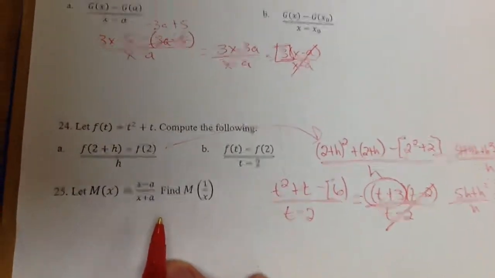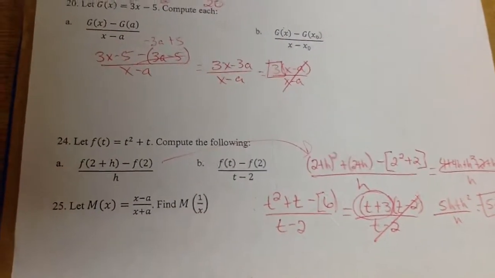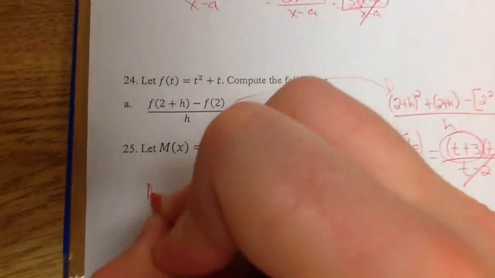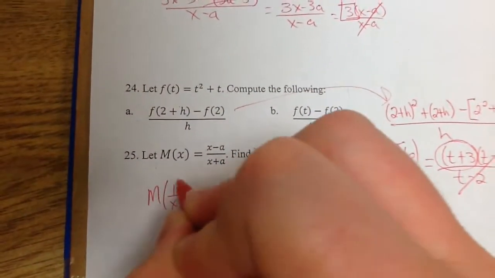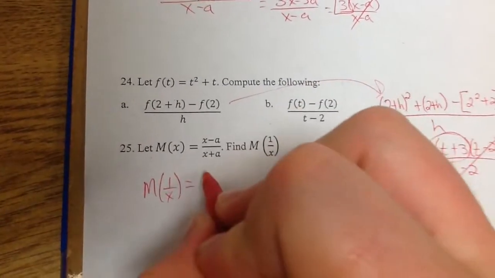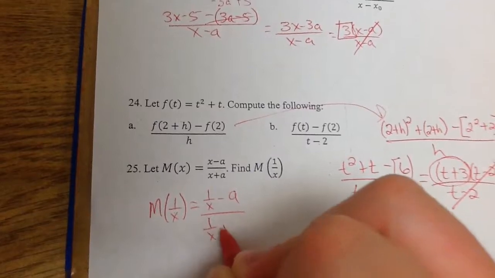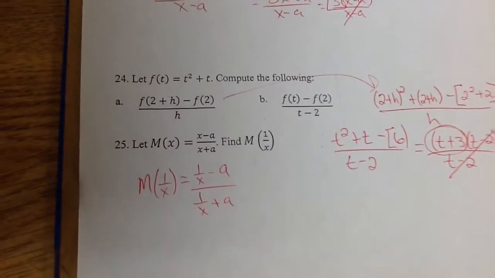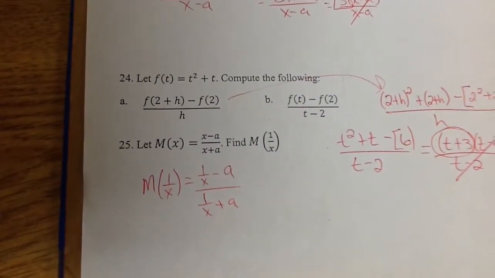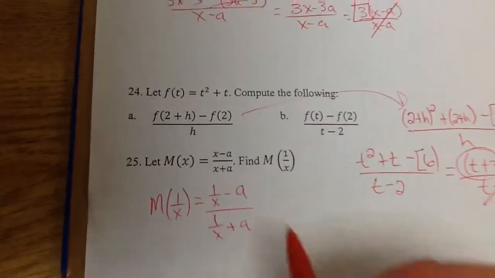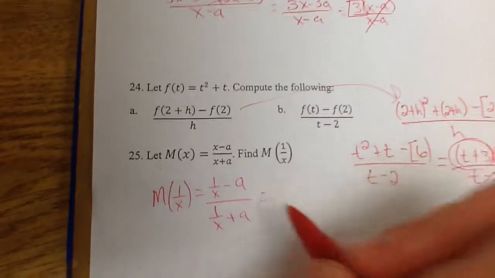M of x equals that. Plug in that for x. That's lovely also. Let's see. M of 1 over x equals 1 over x minus a over 1 over x plus a. Ooh. Did I do that right? Yeah. Now I just got to get a common denominator and simplify.